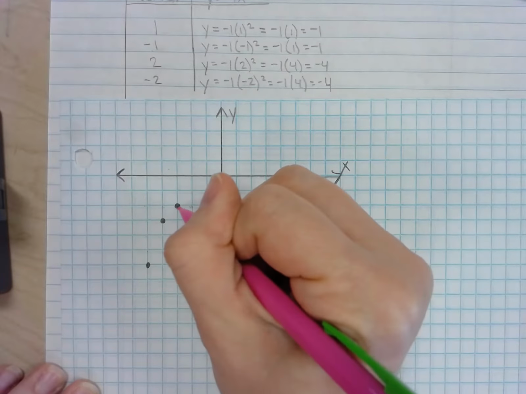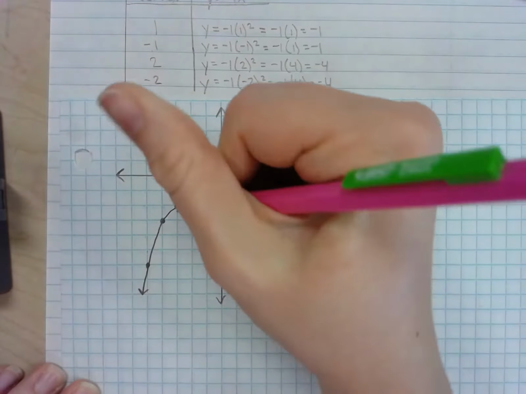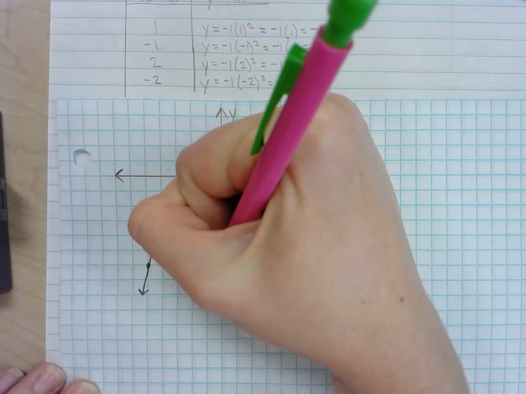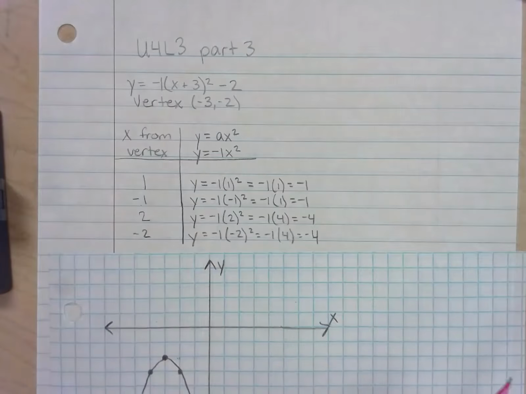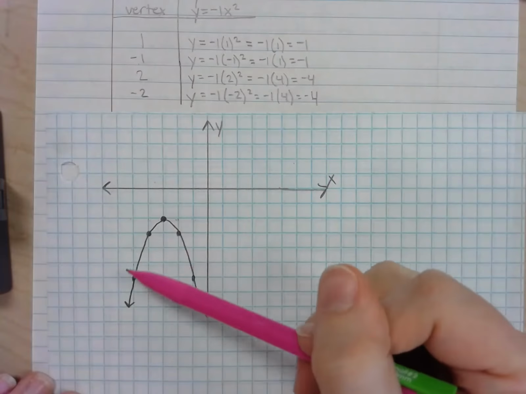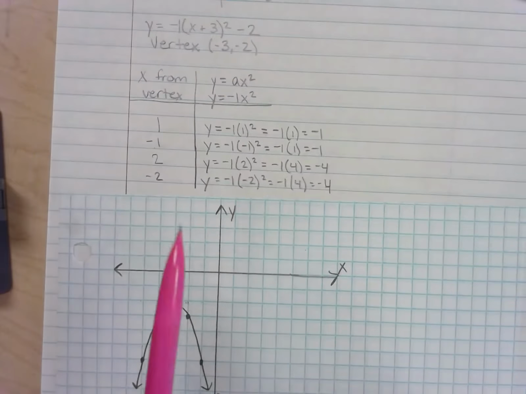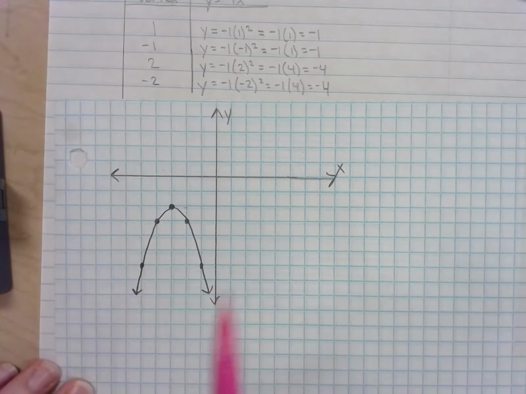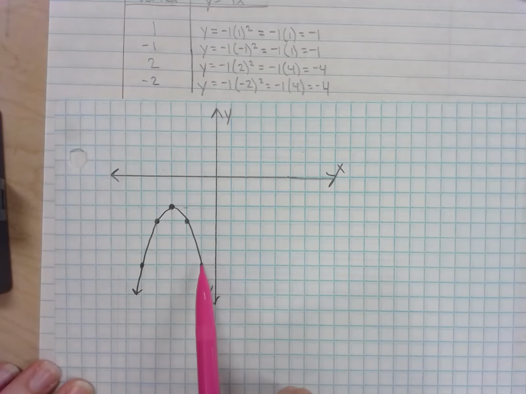So it makes that U shape opening down, which makes sense because this a value was negative, because our original problem had an a value being negative. It does make sense that this graph is opening down. Notice our vertex is where we said it should be, negative 3, negative 2, because we started there with our first point and moved from there to get the other points.